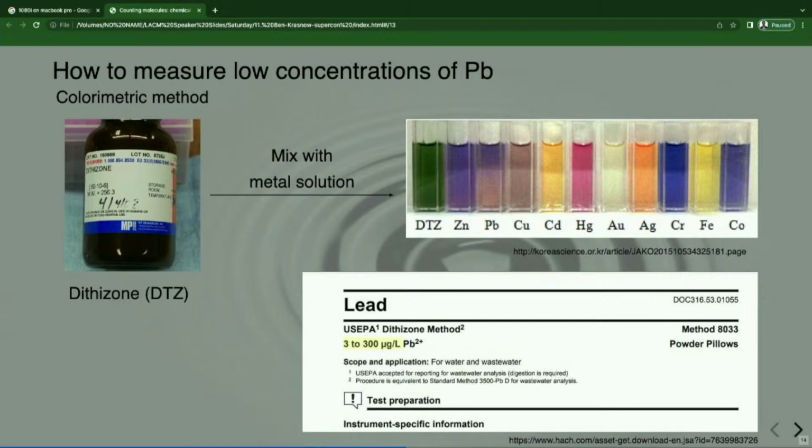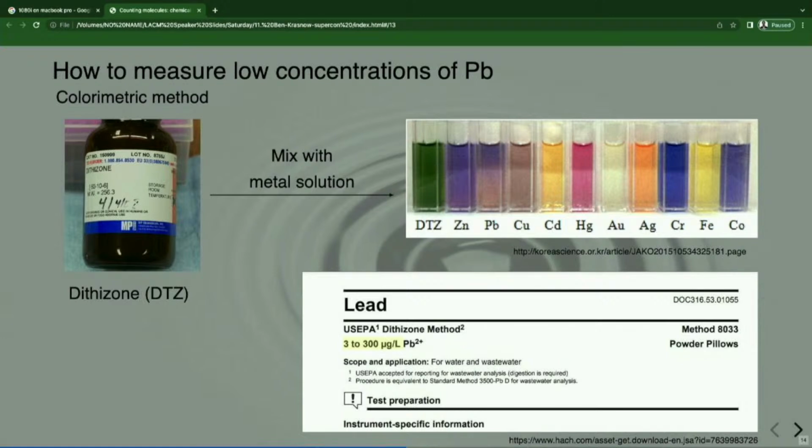The only problem is that if you do have a mixture, it's very hard to pick out exactly, because the colors mix together, and now you have to decode this mess of color, which gets to be a pretty big challenge. So traditionally, here's the US EPA dithizone method.